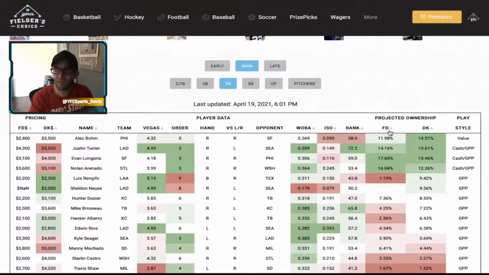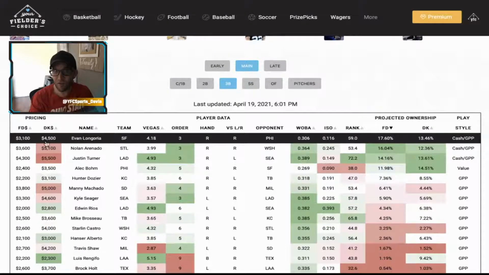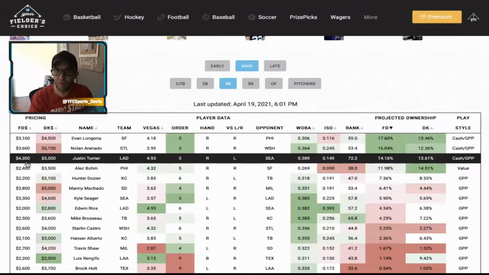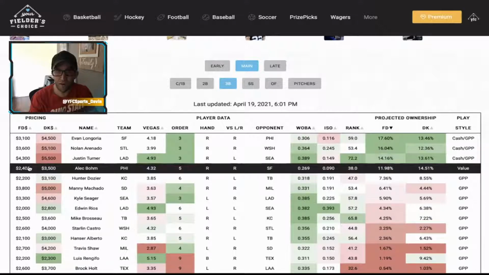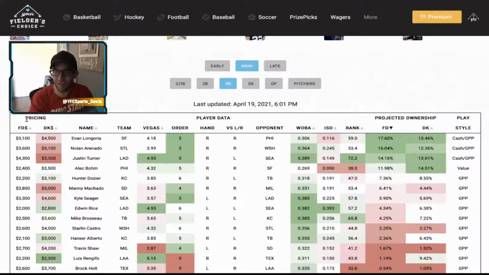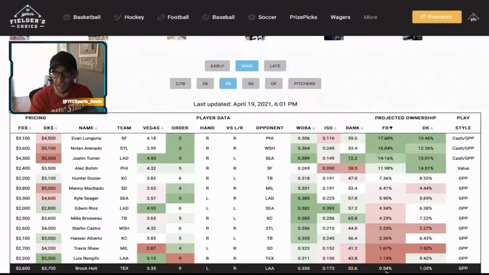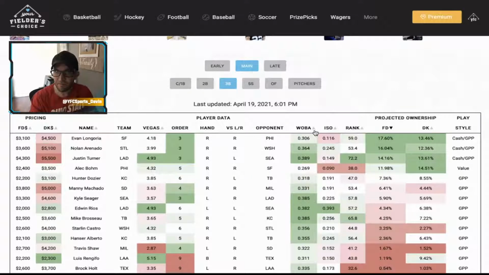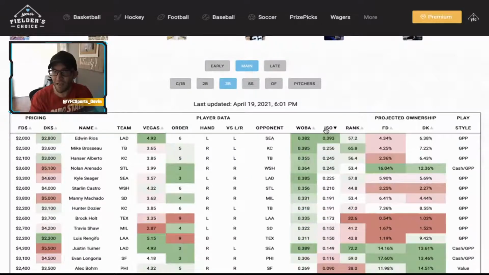They're all viable. Over on FanDuel, we sort by FanDuel. Same idea. We've got a couple different pricing plays here from 2,400 all the way to 4,300. All these guys are in play. You can see the projected ownership's all pretty close. We're not coming down here for cash. We're staying up here. GPP wise, you can come in, sort by ISO.